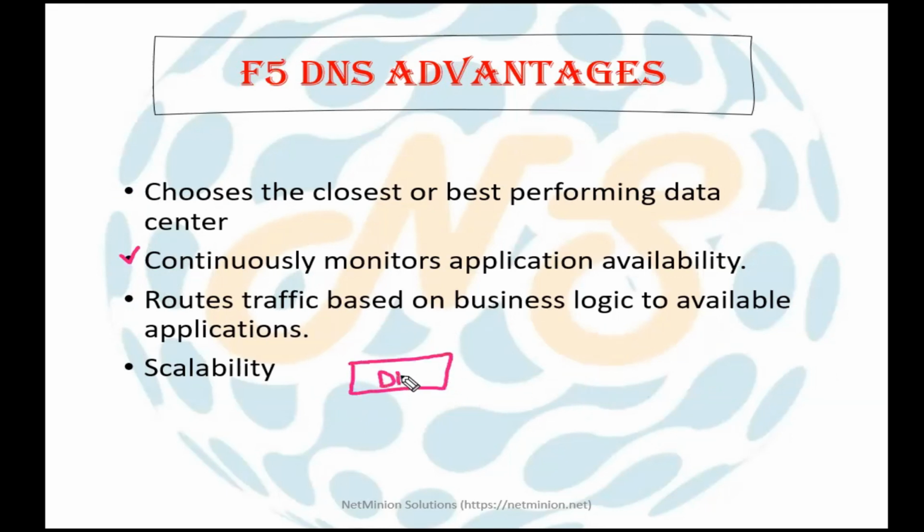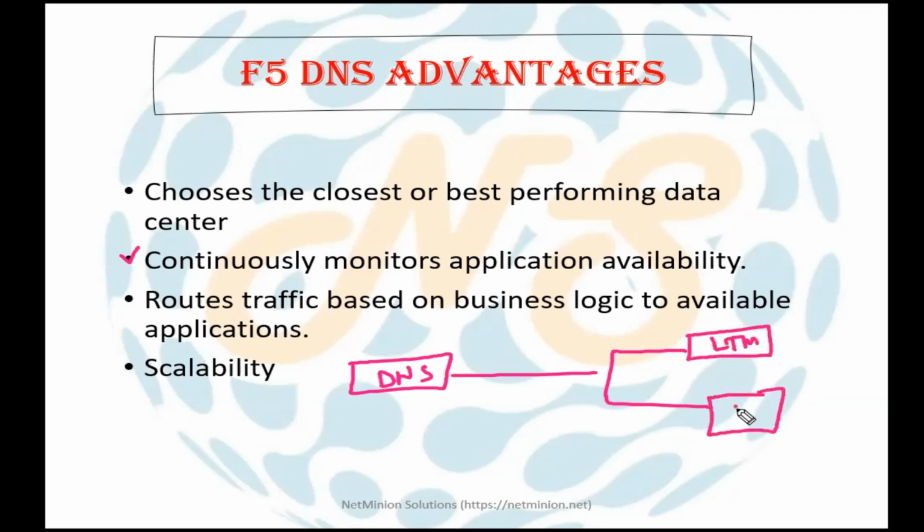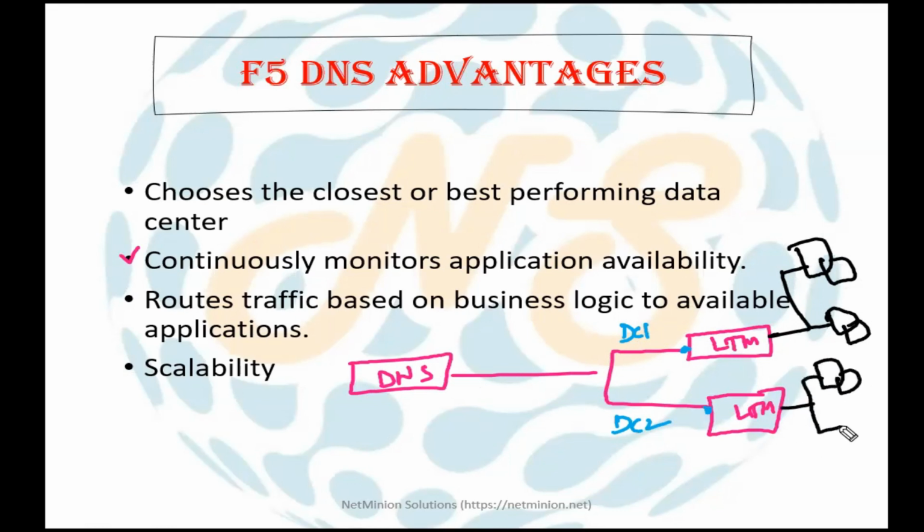F5 DNS will monitor. Let us say there are two data centers. After this data center, there is an LTM. This data center also has an LTM. This is your DC1. This is your DC2. These are the VIPs of the application, and behind them maybe there are multiple application servers. There can be a number of application servers. I am just using two, but there can be more than two.